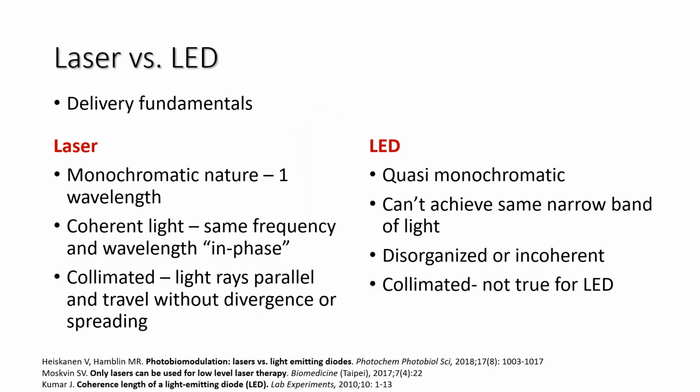Laser is monochromatic in nature: same color, one wavelength. LEDs, believe it or not, are quasi-monochromatic. Laser has a coherent light, the same frequency and wave in phase. The LED can't achieve the same narrow bandwidth of light. Laser is also collimated: light rays are parallel and travel without divergence or spreading, whereas LEDs can be very disorganized or incoherent. Collimated, but that's not truly true for light emitting diodes.